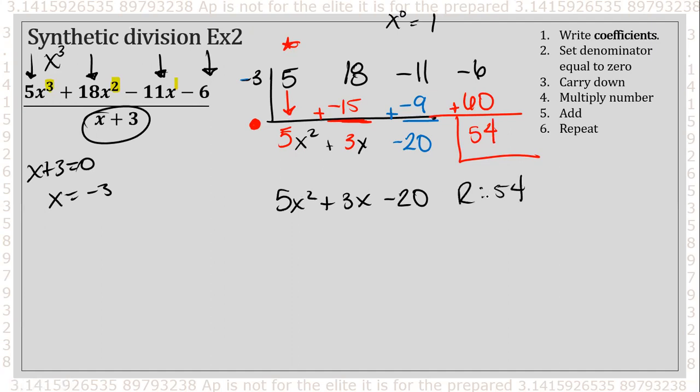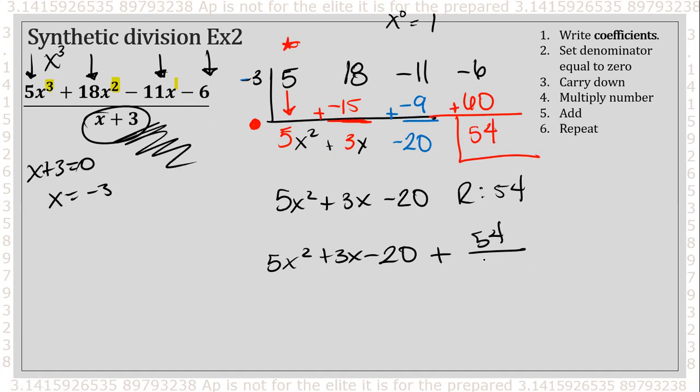Keep in mind that that is a nice way of saying it, but in pre-calculus, we're going to write the remainder correctly, as in saying the plus 54 over whatever you divided by. So in this case, it's x plus 3. Look how beautiful that is. This would be our solution.